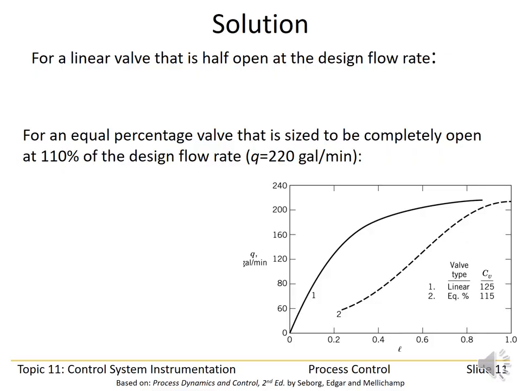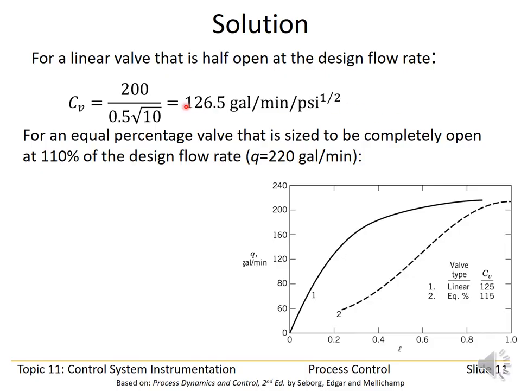Okay, using the results on the previous slide, we can solve for the information requested in the example problem statement. For a linear valve that is half open at the design flow rate, our valve equation we can rearrange to solve for this valve coefficient. The valve coefficient is 200 divided by 0.5 times the square root of 10, which works out to 126.5 gallons per minute per psi raised to the power 1/2. These unusual units come from the definition of the valve coefficient in the equation on the previous slide.